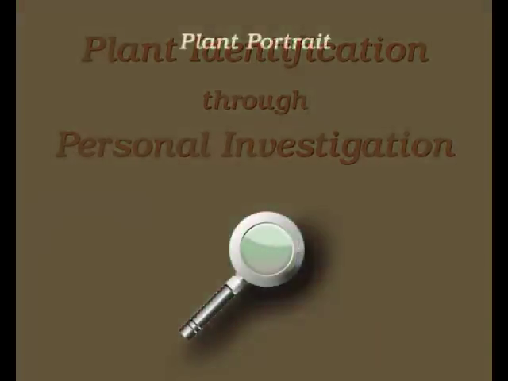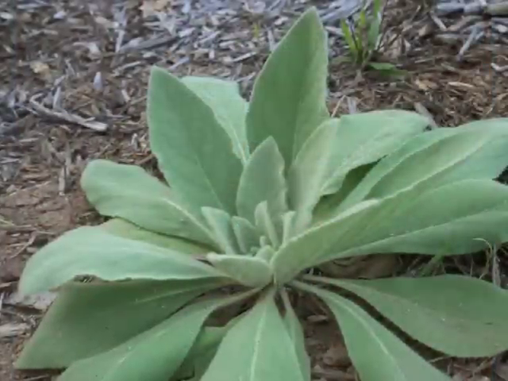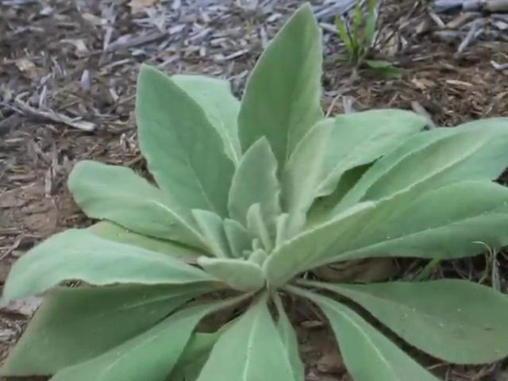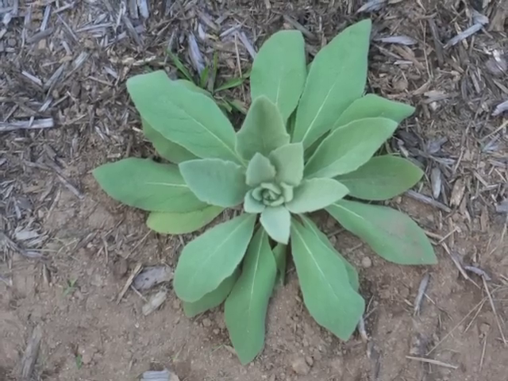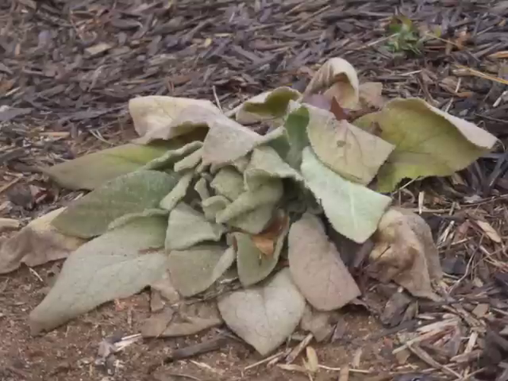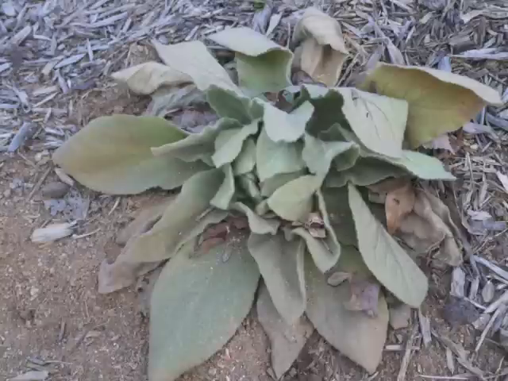This plant portrait is for common mullein, Verbascum thapsus. Common mullein is a plant with a 2-year life cycle. We'll watch this plant starting in the fall season, near the end of its first year of growth. During winter, the plant's leaves turn color, and some of the leaves die back.